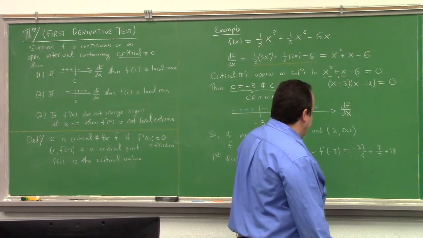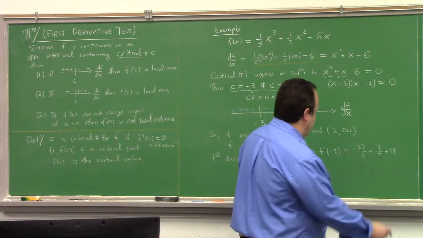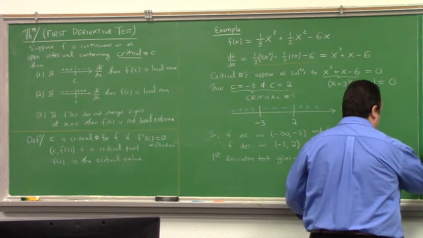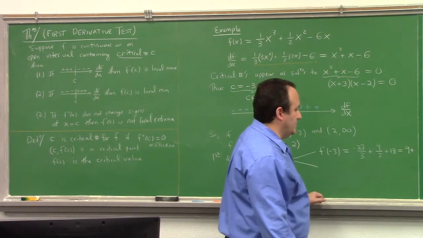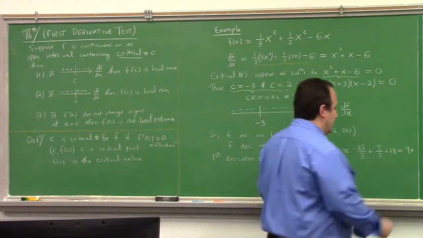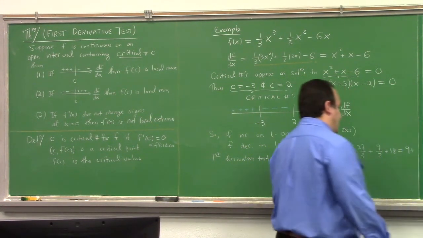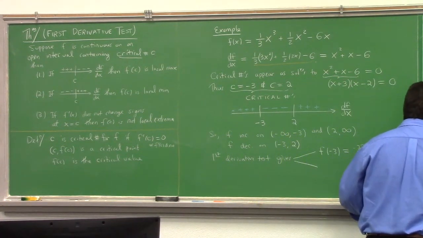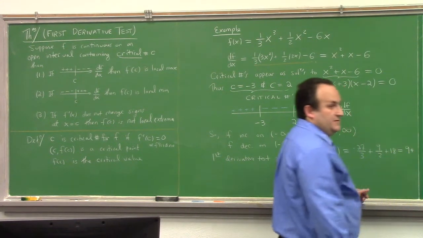Let's see here. 27 over 3 is minus 9. Minus 9 plus 18 is 9. So it's 9 plus 9 halves. That's 18 halves plus 9 halves, which is 27 over 2, which is 13.5. Now I'm figuring that out because I want to draw the graph in a second, and these are important features of the graph.